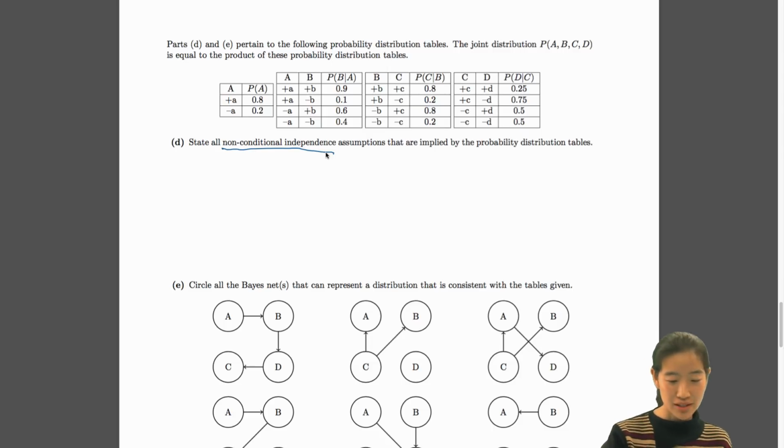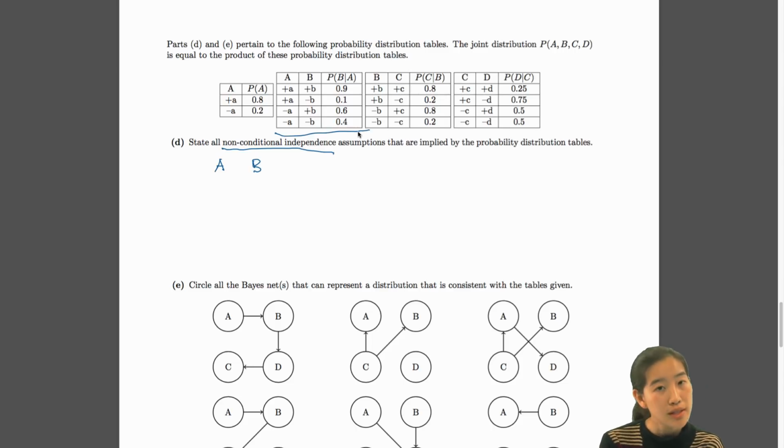So let's start with A and B. Are they independent or not? So we can look at the conditional probability table. And remember that independence means that knowing one will not give you more information about the other. So we look at the table, we see that if we know the value of A, we definitely know something about the probability of B. Because we see 0.9 versus 0.1 and 0.6 versus 0.4. So we know that in this situation, A is not independent from B. So we write it like that.